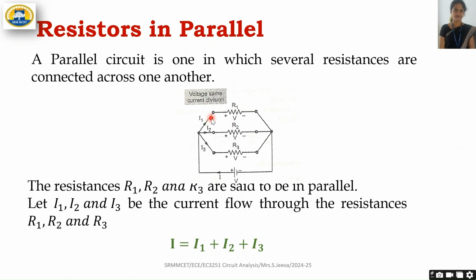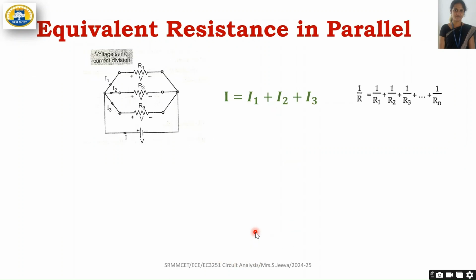So I1 is the current flowing in the R1 resistor, I2 is the current flowing in R2, and I3 is the current flowing in R3. So the total current in the parallel circuit is I equal to I1 plus I2 plus I3. By using this relation, we have to calculate the R equivalent of a parallel circuit.